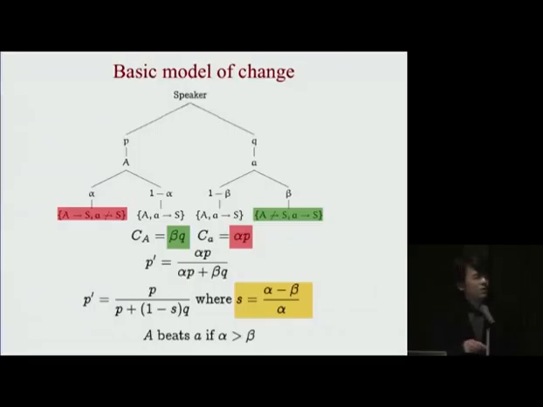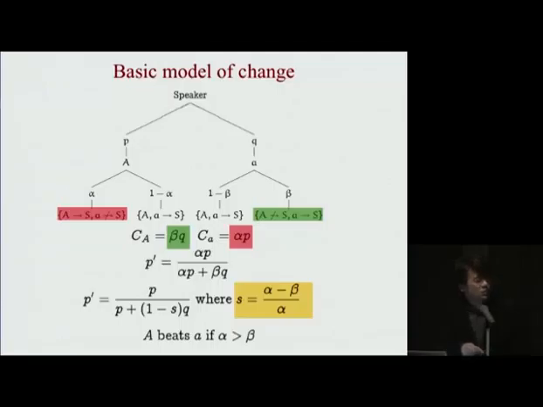So what is alpha and what is beta? That's essentially a monolingual corpus. You look at the monolingual corpus of big A and count the percentage of sentences that big A can produce that contradict small a. And that's something that we can all do.